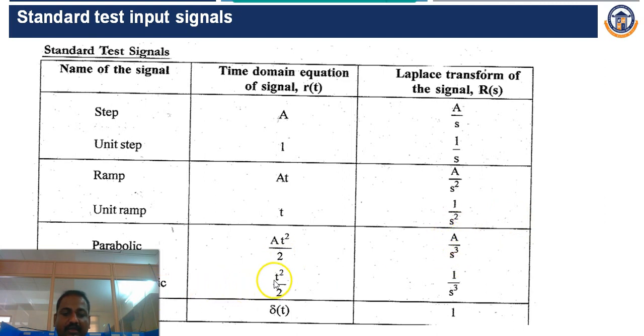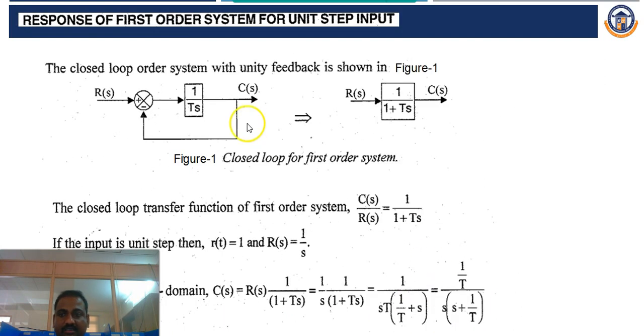For unit parabolic, t square by 2, the Laplace transform is equal to 1 by s cubed. And for the impulse signal δ(t), once we take the Laplace transform, it again is equal to 1.